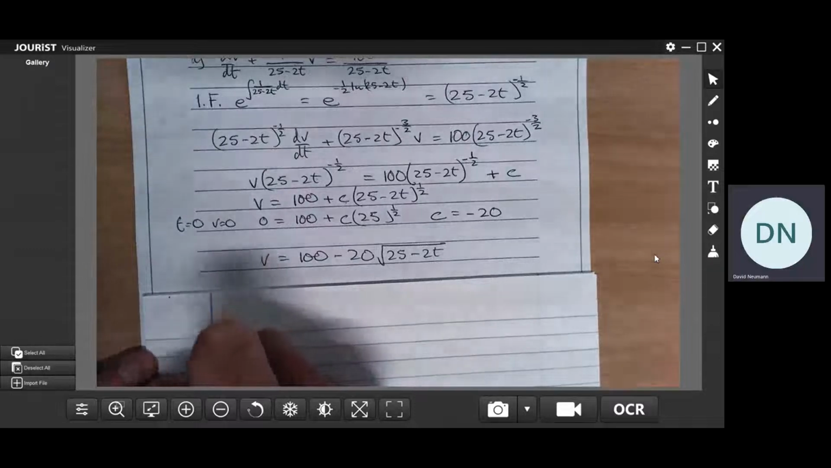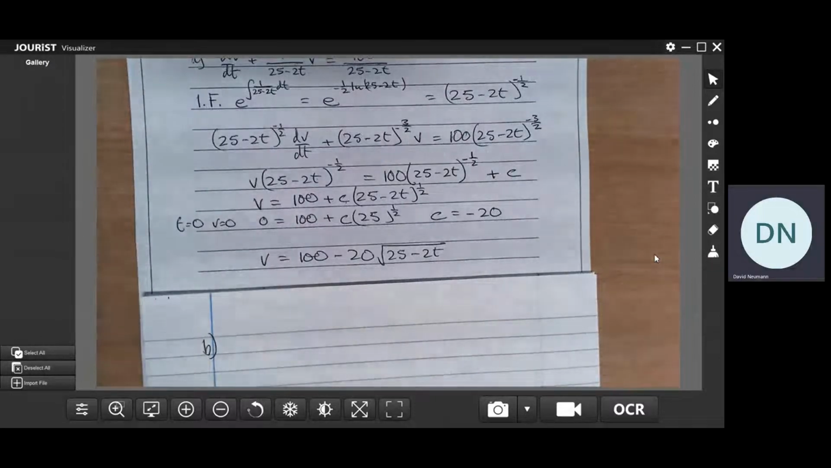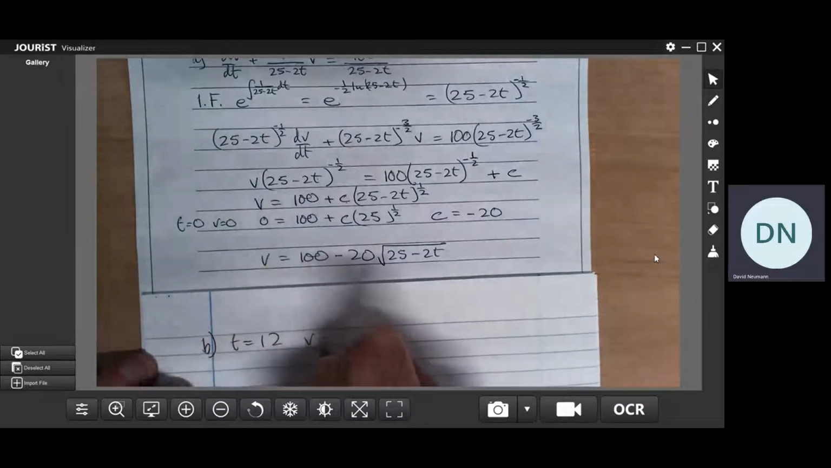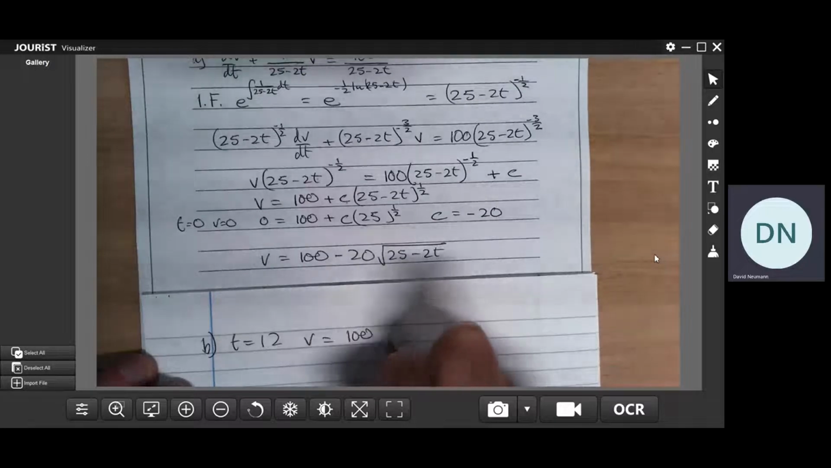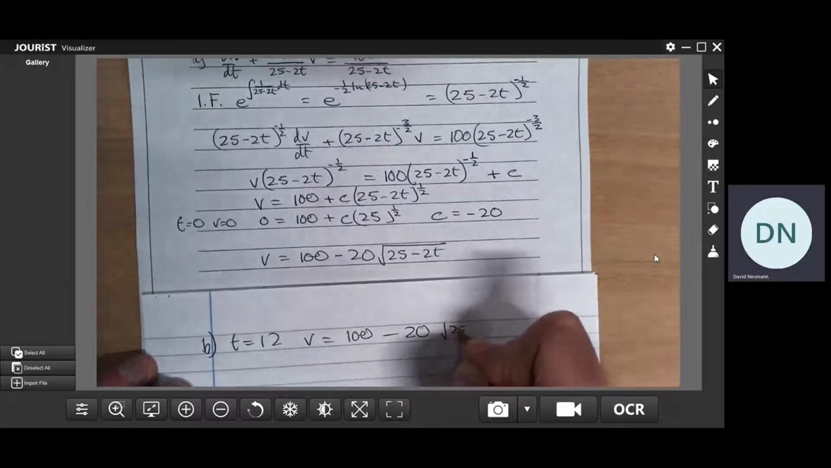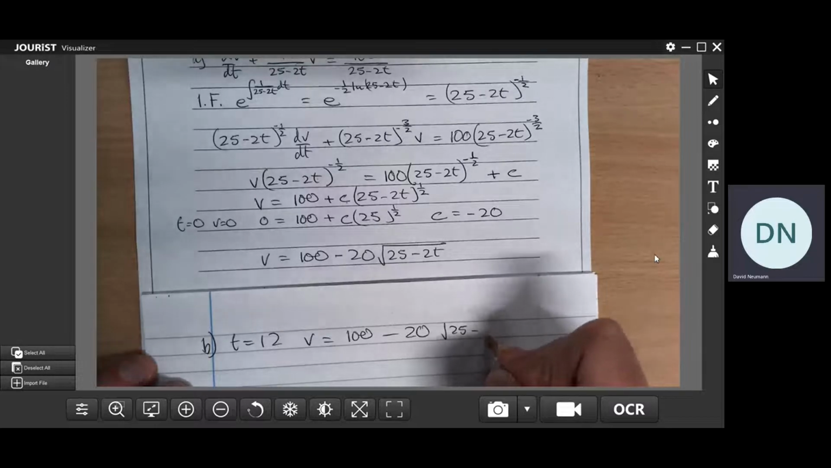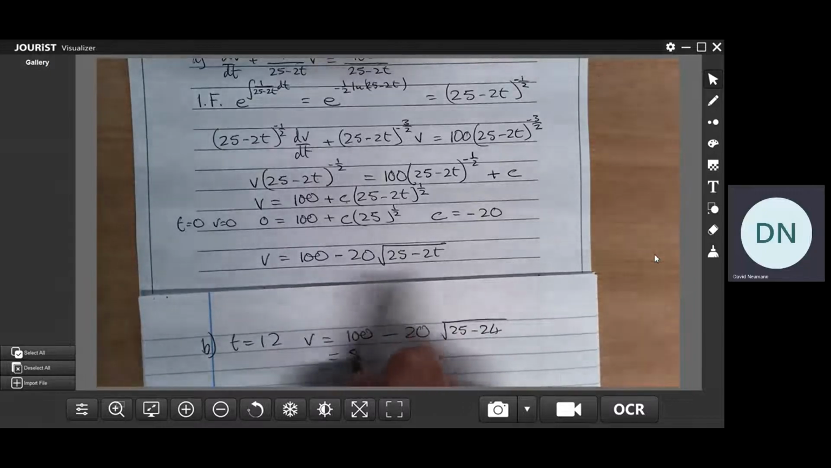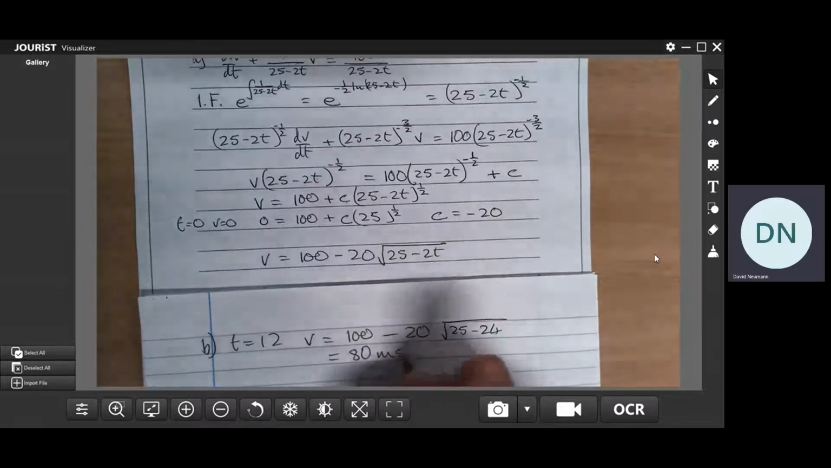So for part B, we need to find the speed of the rocket when t is equal to 12. So t equals 12, v is equal to 100 minus 20 times the square root of 25 minus 2 times 12, which is 24. Square root of 1, so 100 minus 20 is equal to 80 meters per second.